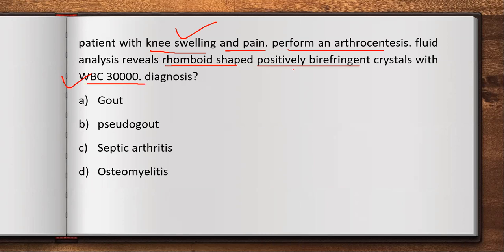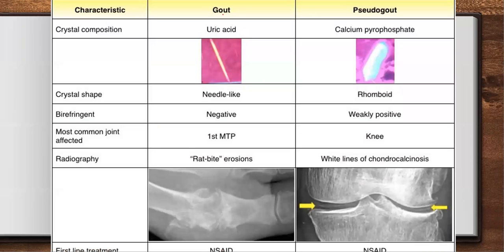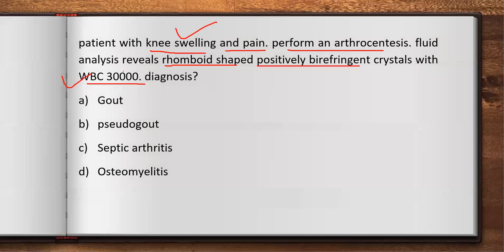The good thing is that we have found a crystal. There are mainly two crystals we need to remember. One is for gout, another is for pseudo gout. In gout, you will get a negatively birefringent needle-like crystal. In case of pseudo gout, where you have calcium pyrophosphate deposition in the joint, you will get positively birefringent rhomboid-shaped crystal.